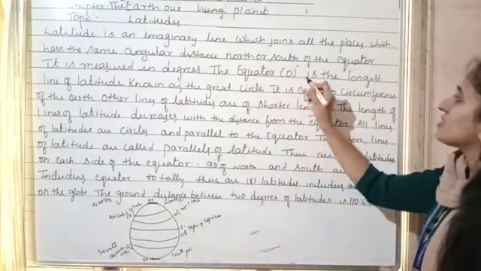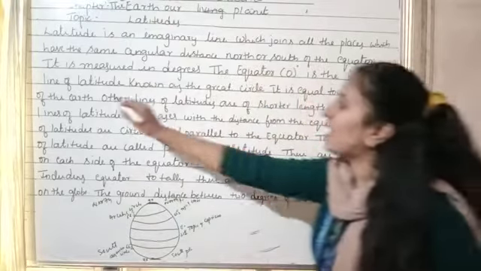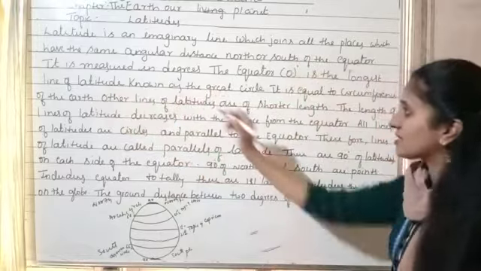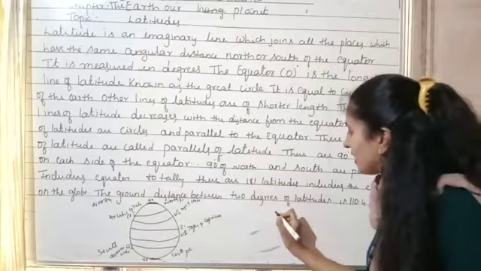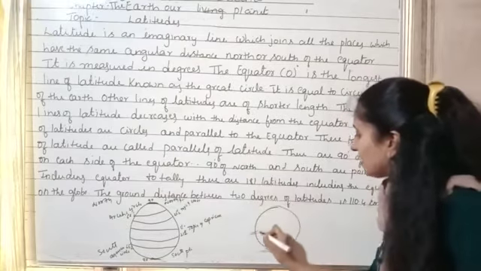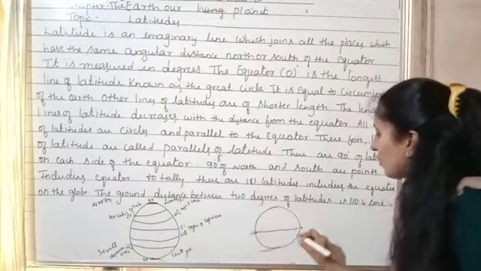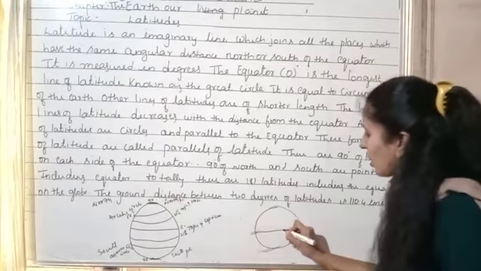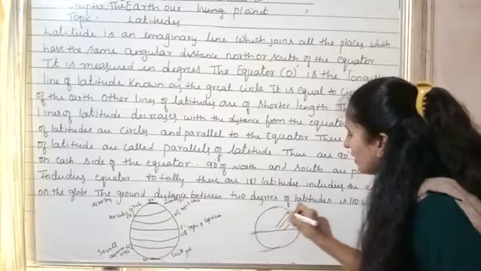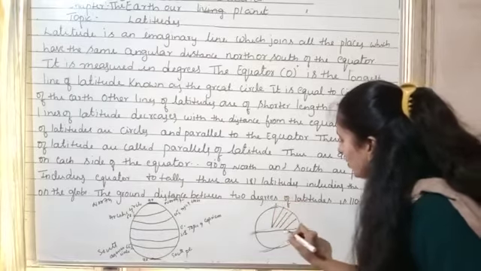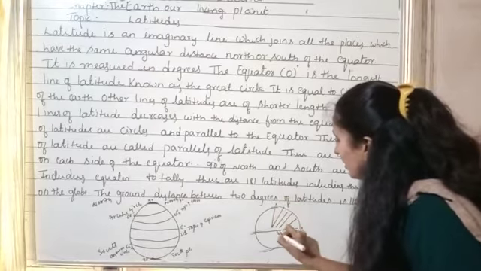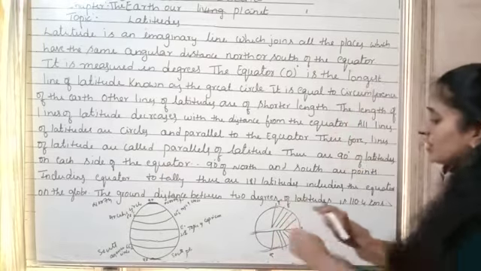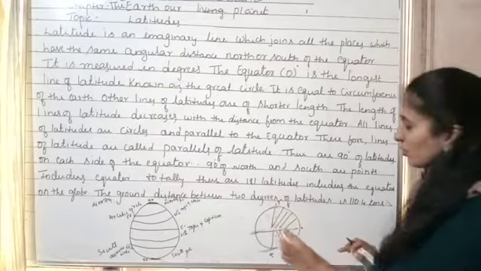The equator is 0 degree, and it is the longest line of latitude, known as a great circle. I already said that it is measured in degrees. You can observe, children, this is a circle. This is the equator, this is 0, and it is the longest. Afterwards, everywhere you can find the degrees at all the places. This is 90 degrees and this is 90 degrees. Everything is measured with the help of degrees only.